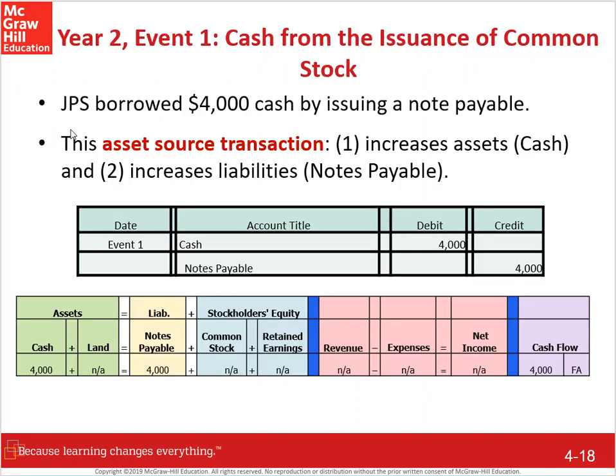All right, so we start year two with event one. JPS borrowed $4,000 cash by issuing a note payable. So we borrowed money from a creditor, probably a bank. So we've got cash going up with a debit and notes payable, a liability, going up with a credit. So we see both sides of the accounting equation are going up. An asset source transaction, and our cash flow type is FA, financing activity. So that's money in from the financiers of our business.